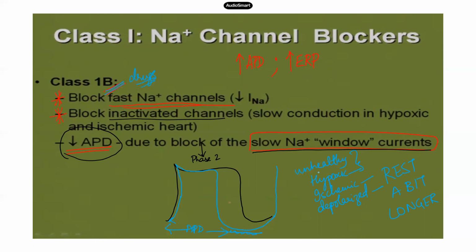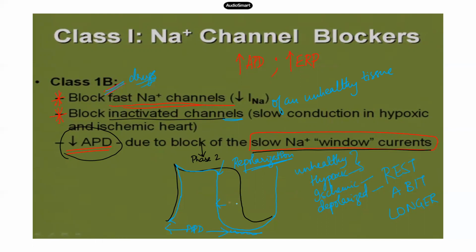So class 1B drugs, basically what they do is they block the inactivated channels of an unhealthy tissue. So when they do that, they decrease the action potential duration. That means they will cause this particular tissue to go into repolarization mode, that is the relaxation mode of a cell, for a while longer.